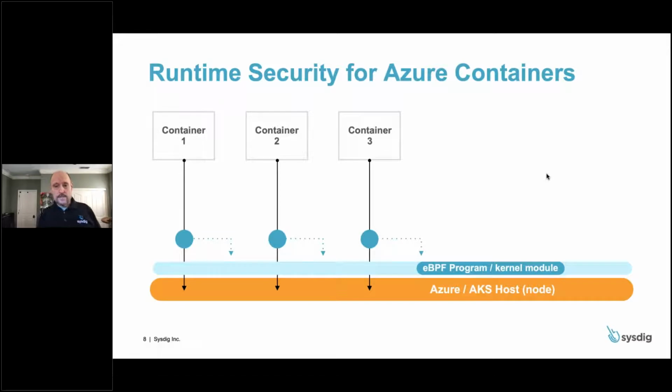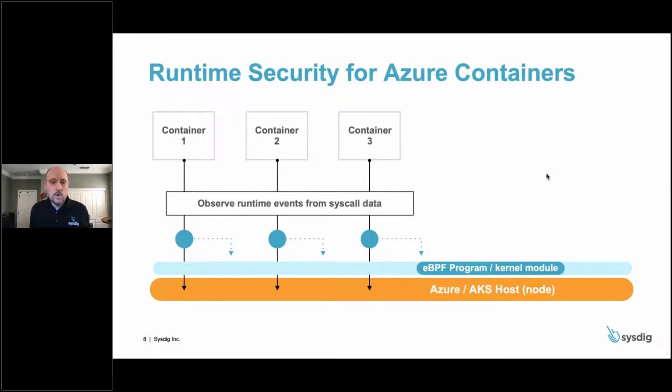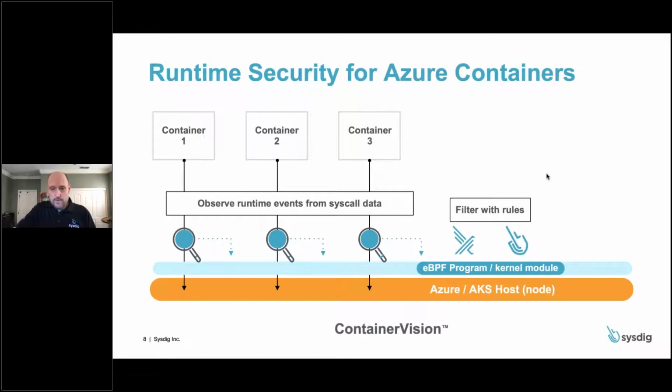And the nice thing about this is that you're not packing a container full of some sort of code to try and provide or capture this information, because the golden rule here is that containers should be sort of pristine, designed to run a process. That way you can update it and spin it up very quickly and so on. So if we're tapping into those system calls, we can observe runtime events from that syscall data. And so one of the ways that we take advantage of that is not just to observe it, but to do some filtering with that. And this entire process we call container vision.